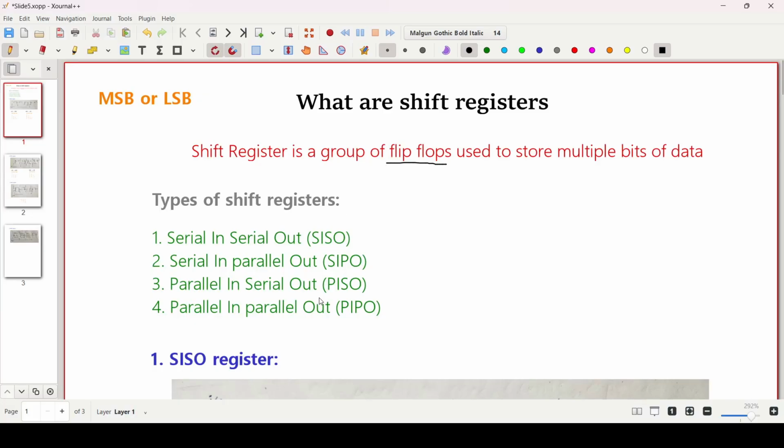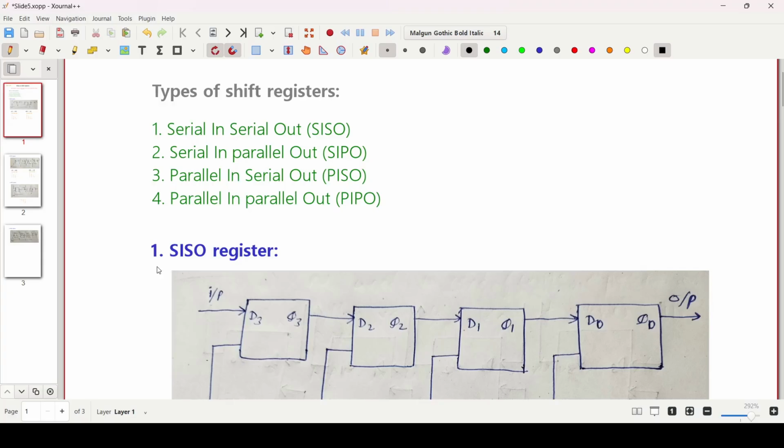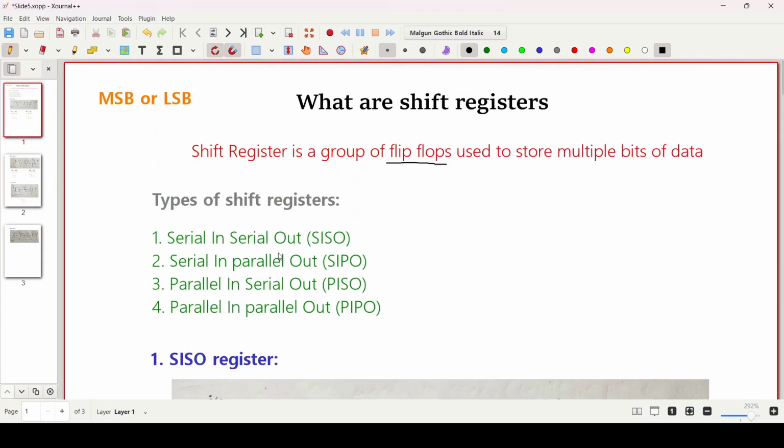Okay, so I will discuss these types of shift register with diagrams. Let's start with the first type, that is serial in, serial out registers. First of all, let me discuss what MSB and LSB are.